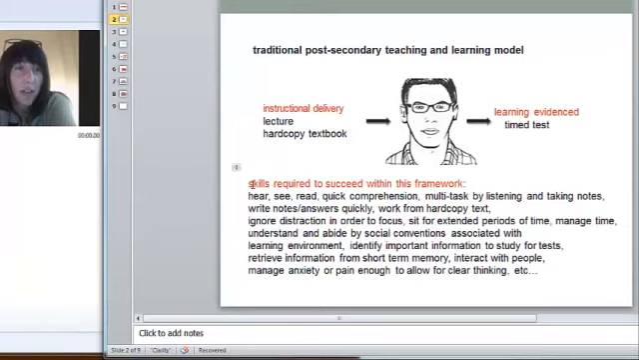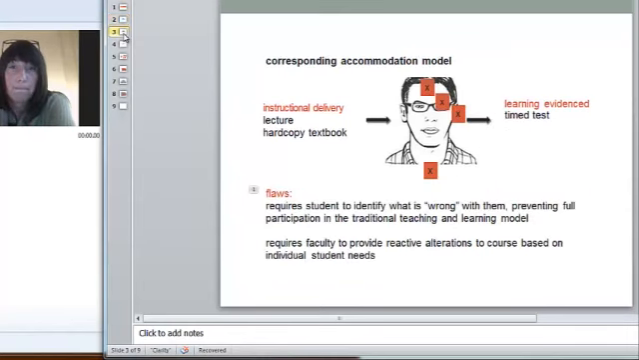And so this is where accommodations come into place in the post-secondary system, is students with disabilities need to come to a CSD or a disability office and indicate what is required essentially to fit them into this model. Now, this is less than ideal, obviously, for two main reasons.